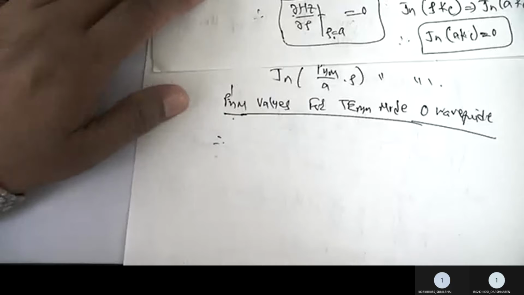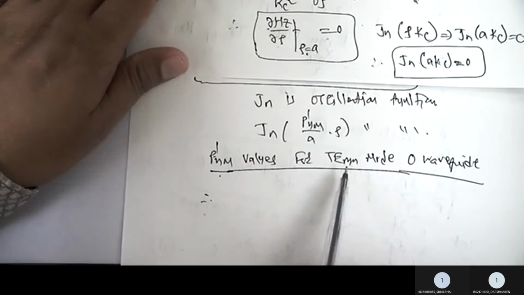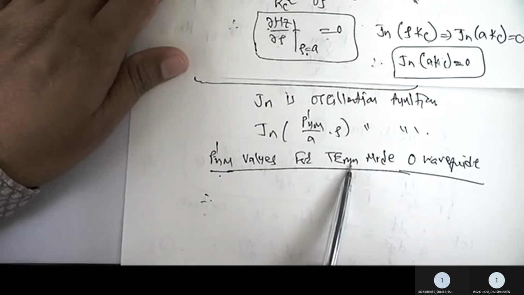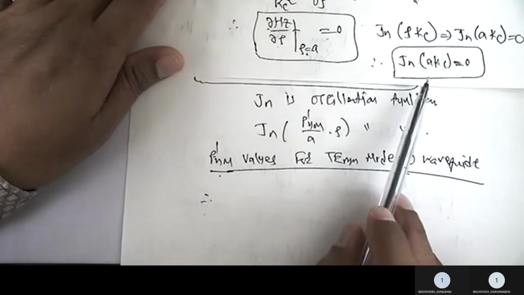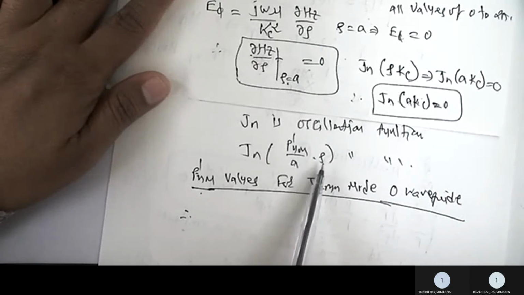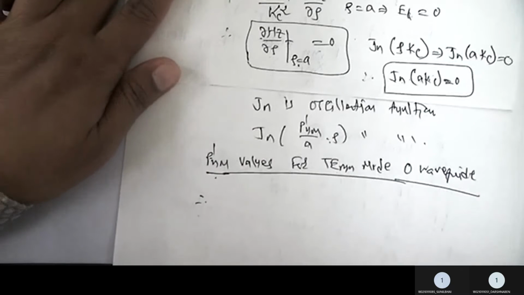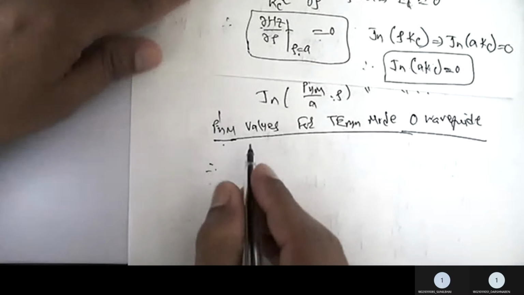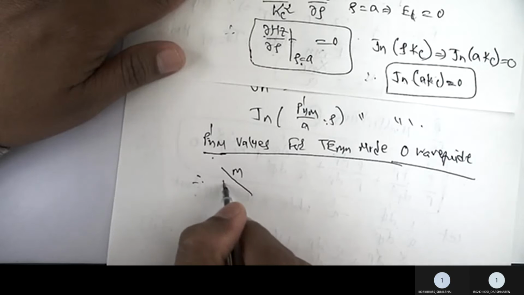So ultimately the idea is that you should look for such a value of m and n which satisfies that at that point this function J_n (p'_nm by a into rho) should be equal to 0. So we are trying to find out such a point at which these conditions are satisfied, then that can be possible for the different values of m and n.